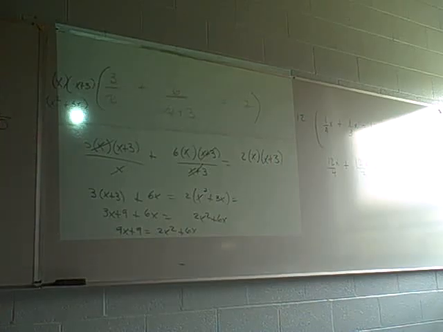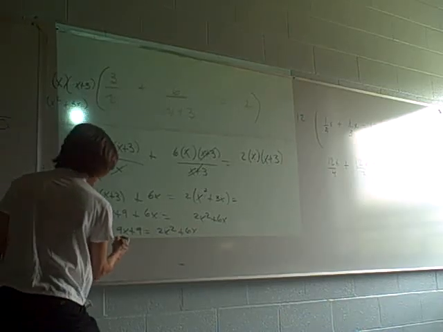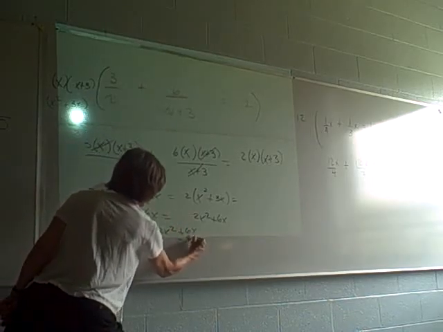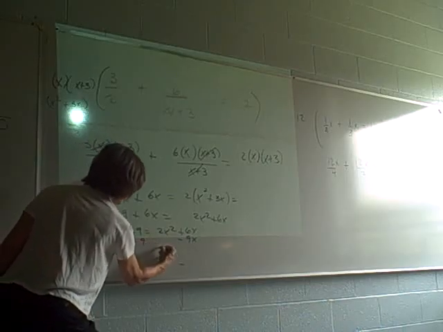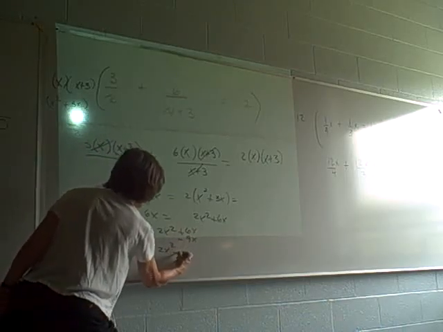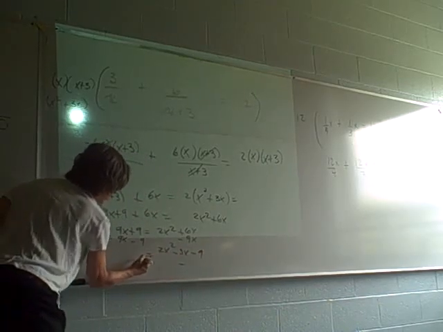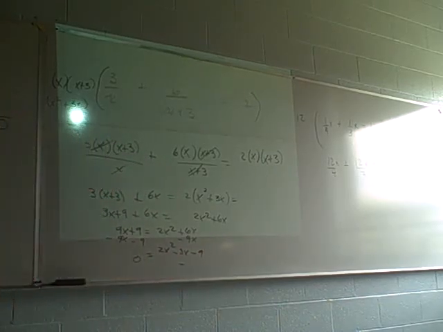What do you think we should do? Solve. How? Subtract 6x. All right, well, I'm going to move everything over on that. Subtract 9x and subtract 9. So I have what? 2x squared minus 3x minus 9 equals what? 0. How do you want to solve that? Quadratic formula.